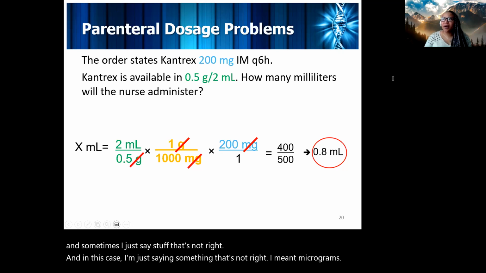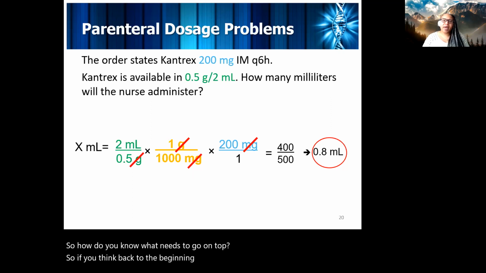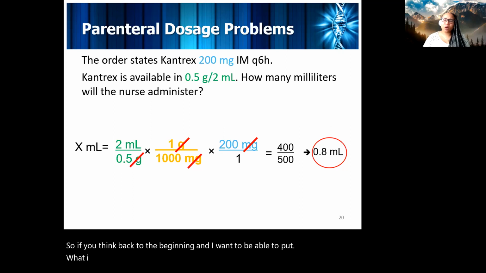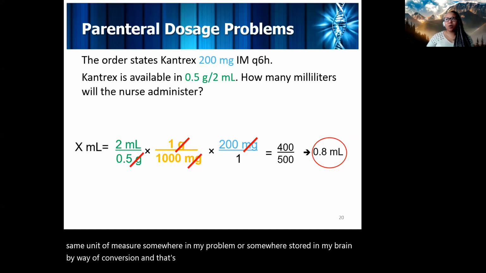Okay, so how do you know what needs to go on top? If you think back to the beginning, I want to be able to put what I am solving for on top. So if I'm solving for milliliters, I need to find that same unit of measure somewhere in my problem or somewhere stored in my brain by way of conversion. And that's the unit that needs to go on top. Does that make sense? Derek?